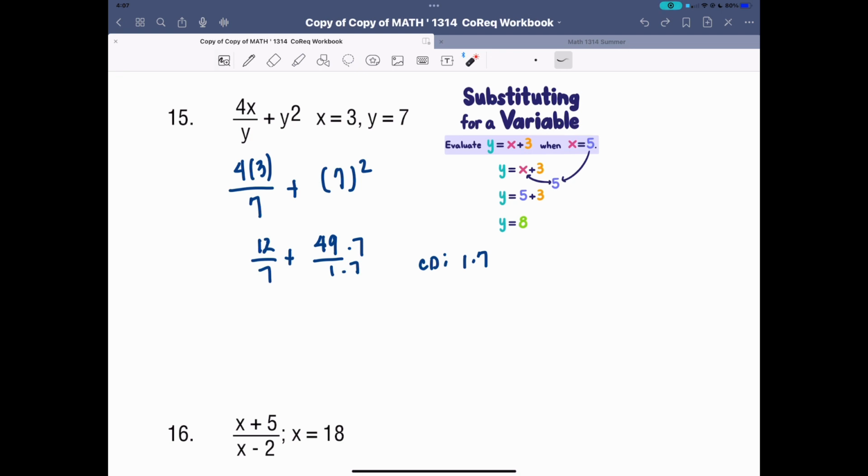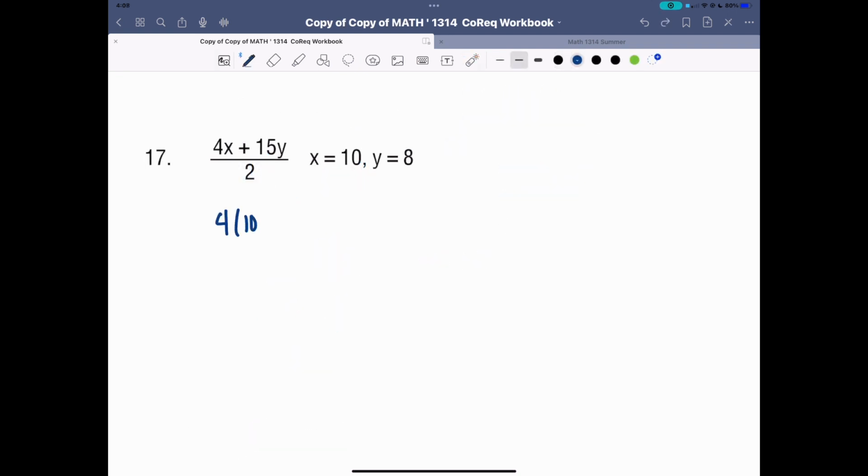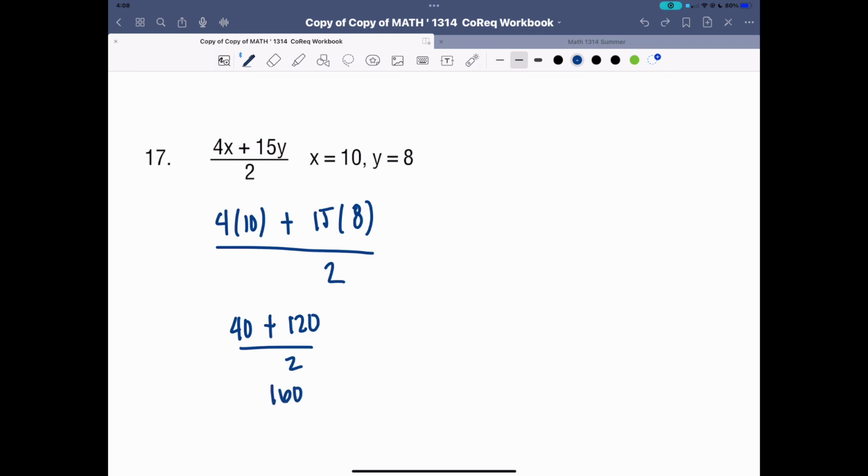So then I get 12 over 7 plus 343 over 7. When I add that together, I get 355 over 7, and that's in lowest terms. So that's my answer. 8. When I set this up, I get 4 times 10 plus 15 times 8 over 2. 4 times 10, I got to do order of operations, is 40. And then 15 plus 8 is 120, or times 8 is 120. And then all of that is still over 2. I add the numerators, and I get 160 over 2. And final answer is going to be 80.